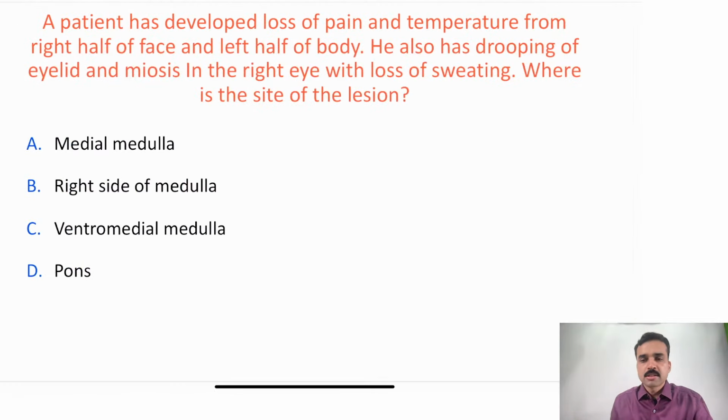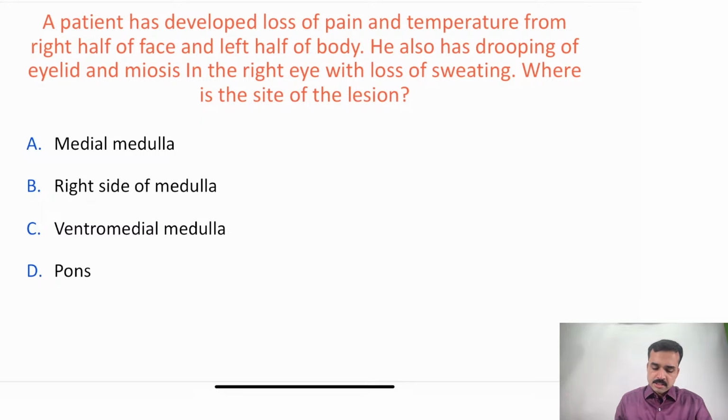I have not heard back from you guys since that nystagmus question. So based on the brainstem stroke syndromes, the patient has loss of pain and temperature from the right half of the face and left half of the body. So there's your crossed manifestation. There is no mention of hemiplegia. The patient also has drooping of the eyelid, miosis, and loss of sweating, probably on the ipsilateral side of the face.